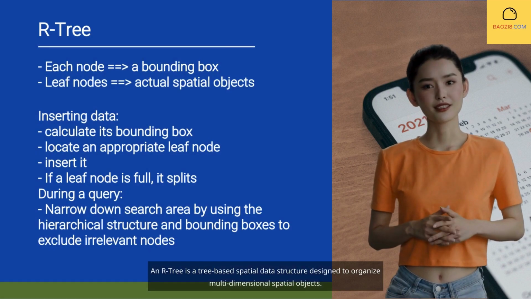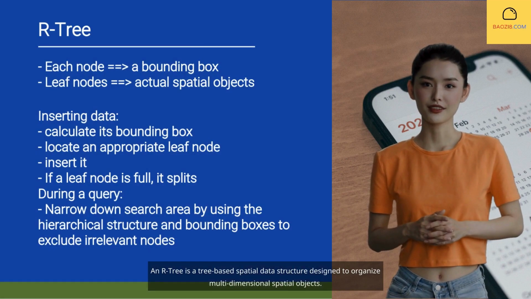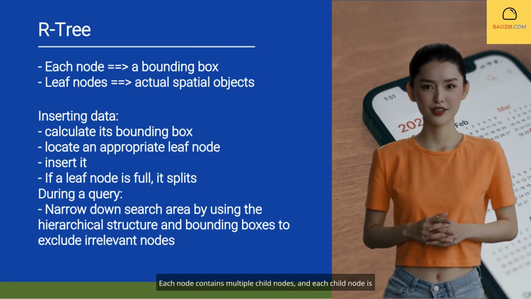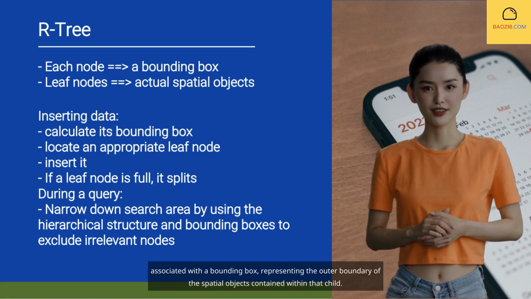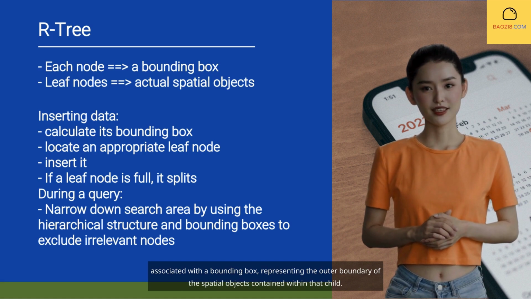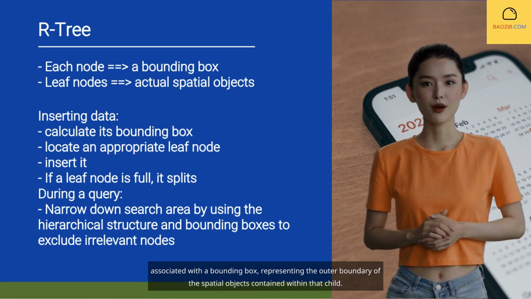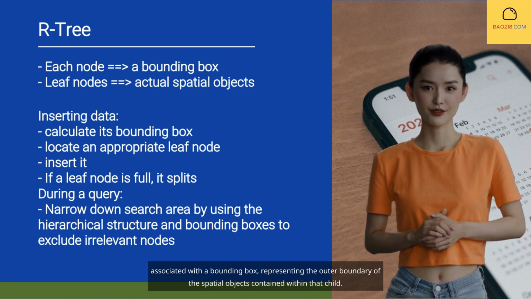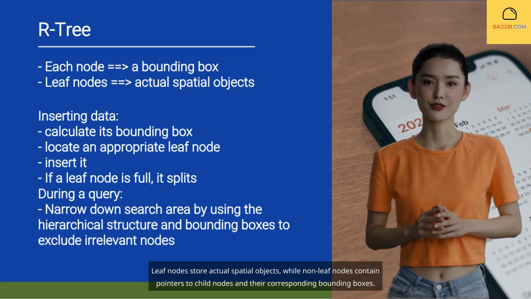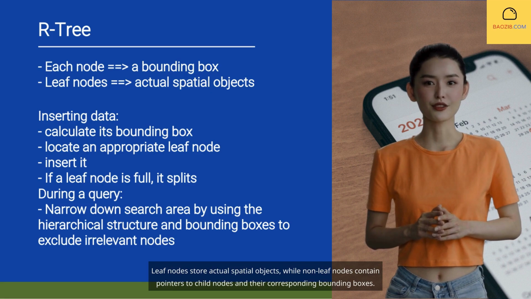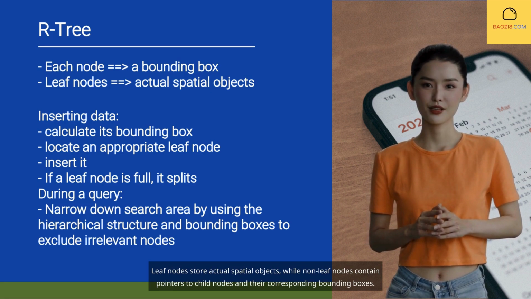An R-tree is a tree-based spatial data structure designed to organize multidimensional spatial objects. Each node contains multiple child nodes, and each child node is associated with a bounding box, representing the outer boundary of the spatial objects contained within that child. Leaf nodes store actual spatial objects, while non-leaf nodes contain pointers to child nodes and their corresponding bounding boxes.